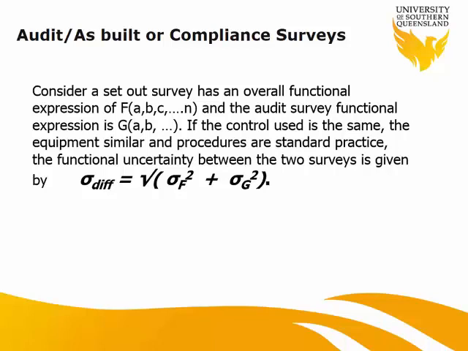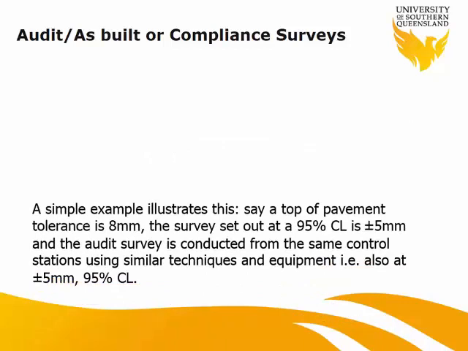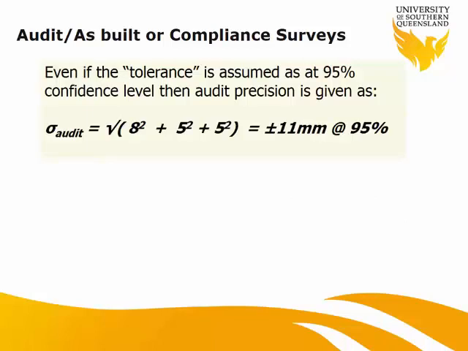Good. Let's look at a simple example. Say we want to do the audit survey for the pavement. We know the pavement tolerance is 8 millimeter and the survey set out has a precision of plus or minus 5 millimeter at 95% confidence level. Then we conduct the audit survey from the same control stations. We occupy the same station, use the same techniques and equipment, and we're assuming that we again have an uncertainty of 5 millimeter. So even if the tolerance is assumed as 95% confidence level, then the audit precision can be given as this. This is the pavement tolerance, 5 mil of uncertainty of the set out. So it's going to give you the overall 11 millimeter at 95%.